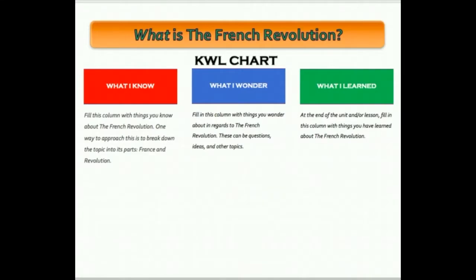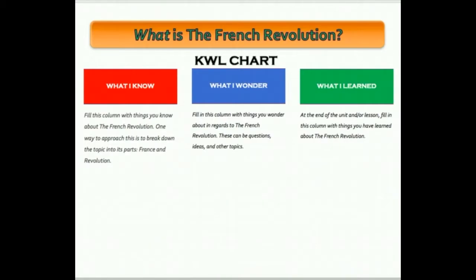Before we begin learning about the French Revolution, we will complete the red and blue sections. After the unit, we will complete the green section. So first, let's look at the red section, what I know. Fill in this column with things you know about the French Revolution.